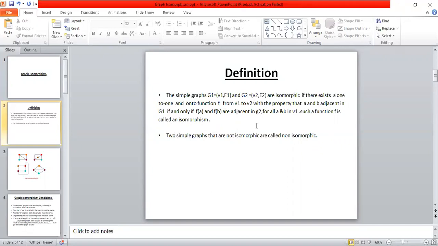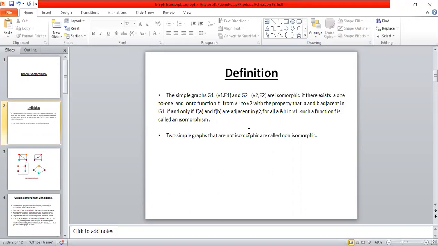According to this definition, we need to check possible bijective functions between the vertex sets of two simple graphs with n vertices. Sometimes finding whether two given graphs are isomorphic or not is difficult, because there are n factorial possible bijective functions between the vertex sets of two simple graphs with n vertices. Testing the correspondence for each function is impractical for large values of n.